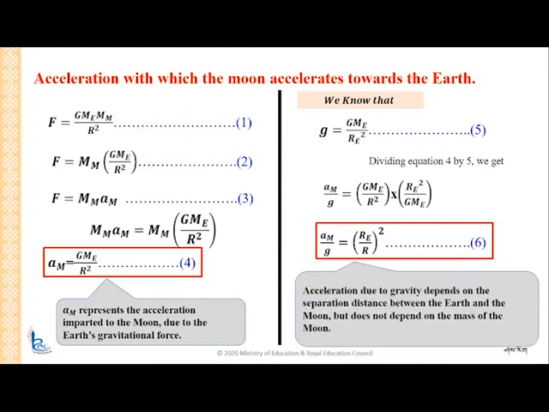So here it means to say that the acceleration due to gravity depends on the separation between the earth and the moon, but does not depend on the mass of the moon. Similarly, even for the acceleration due to gravity on the surface of the earth, the acceleration due to gravity does not depend on the mass of an object. It only depends on the separation between the earth and the object.